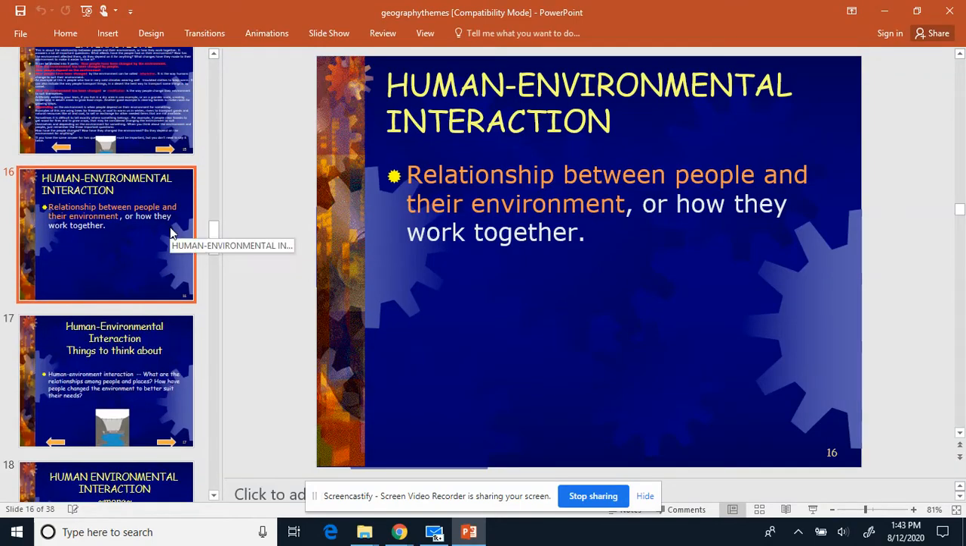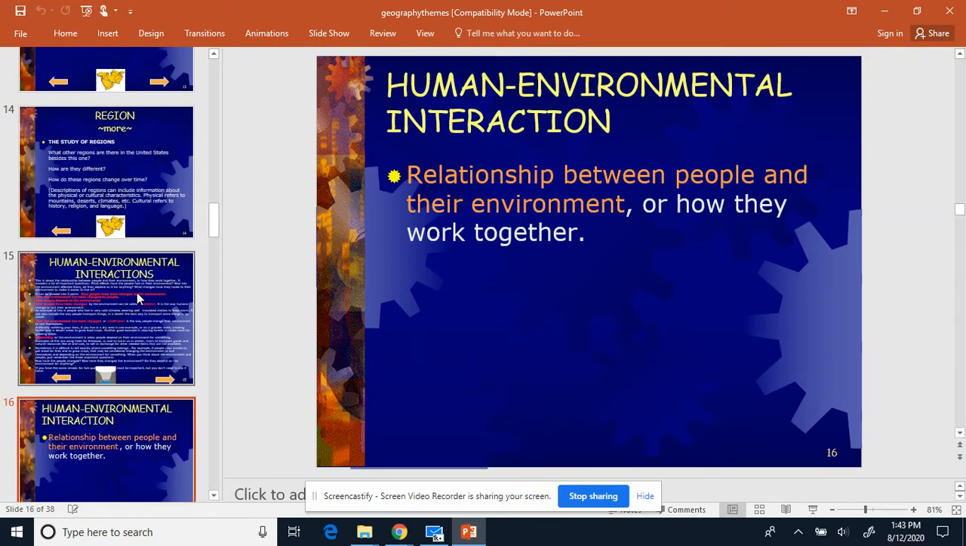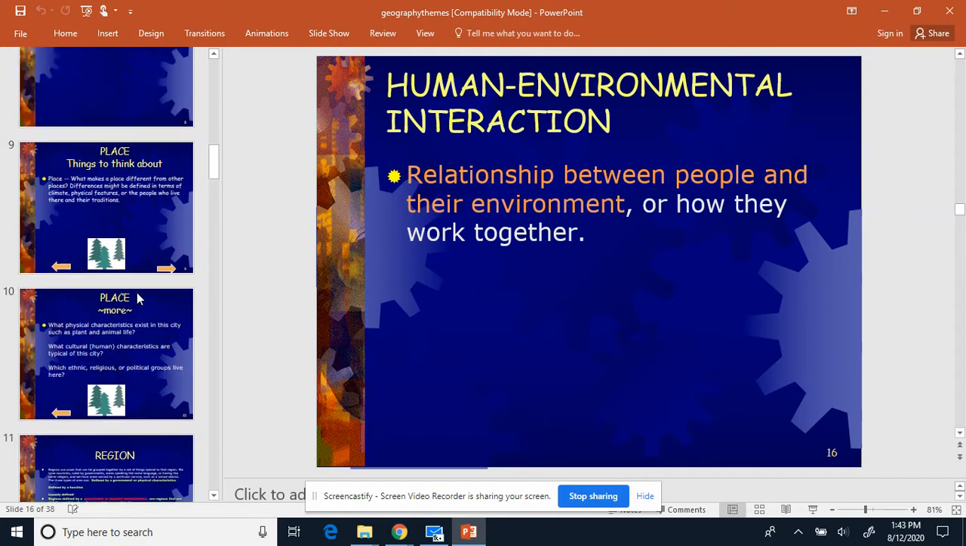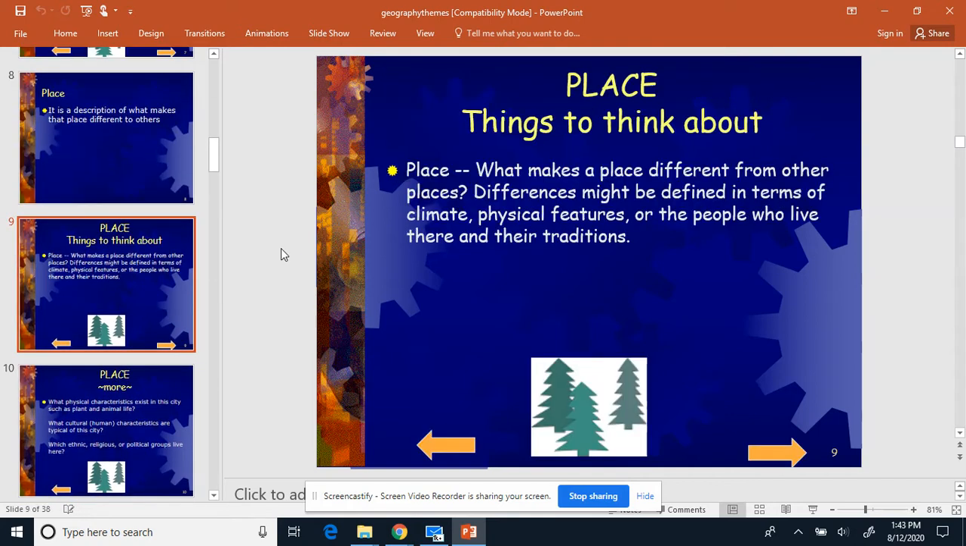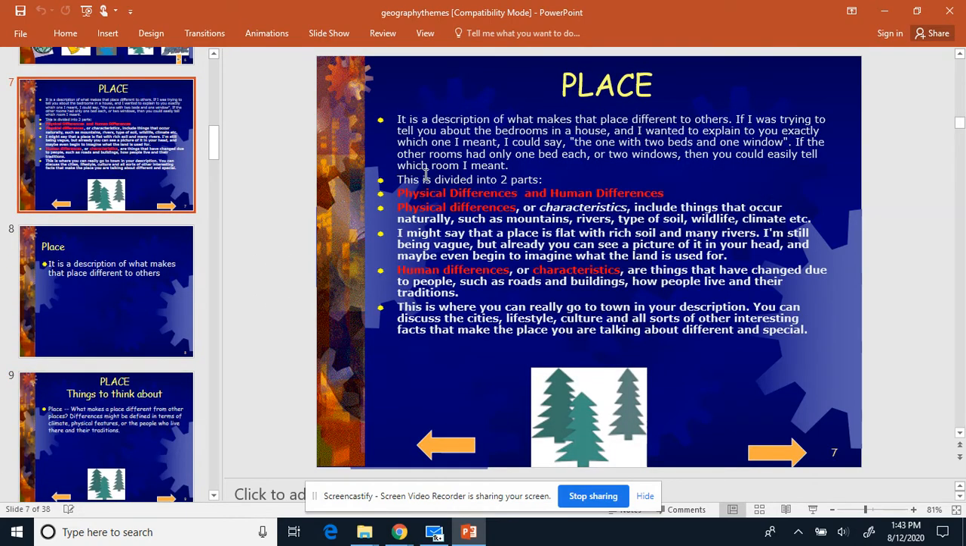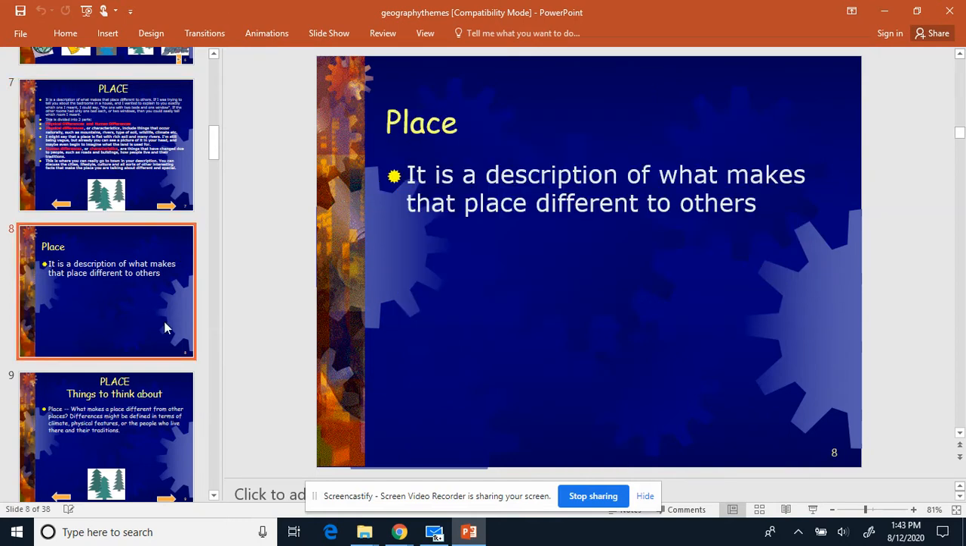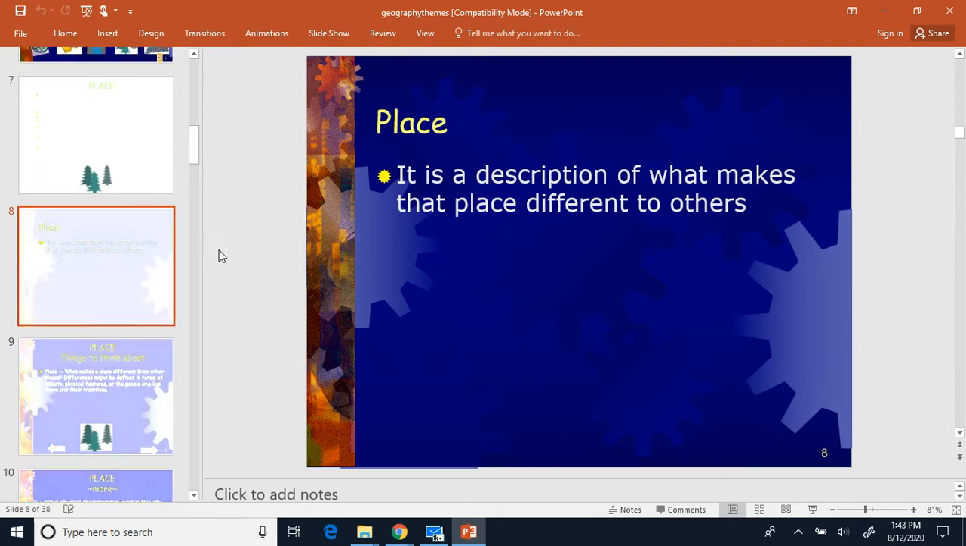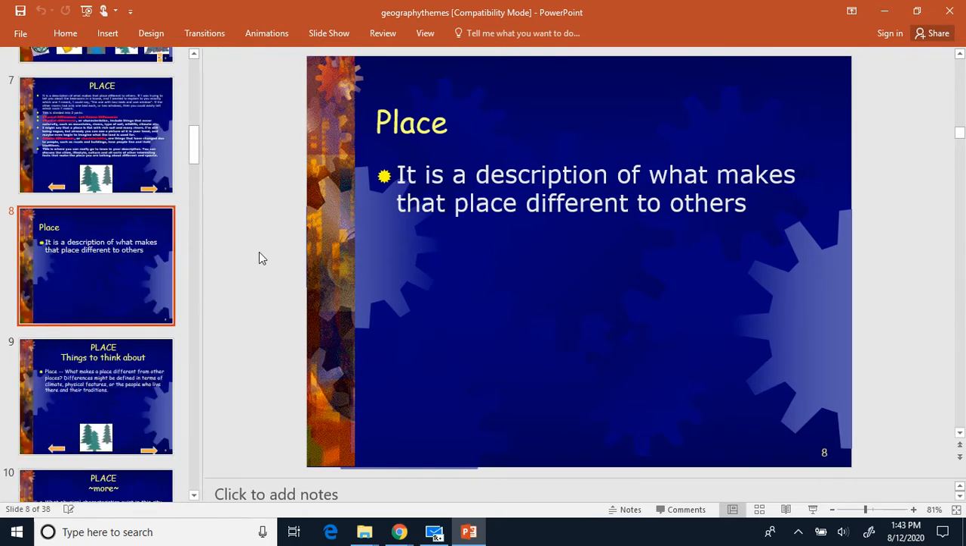Last time we were talking about human-environment interaction, which is where we stopped with our 5 themes of geography. So, a recap: place could be divided into physical characteristics of a place and human characteristics of a place. And then place is a description of what makes that place different compared to others. All right, so that's what place is when you're describing a place.